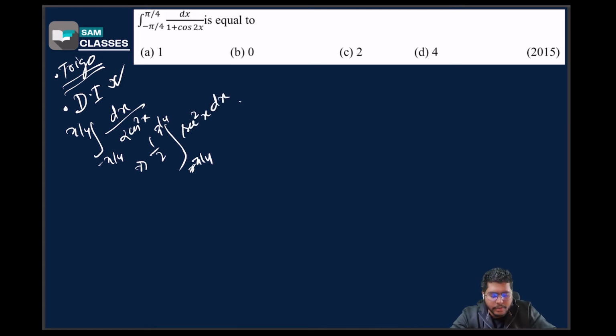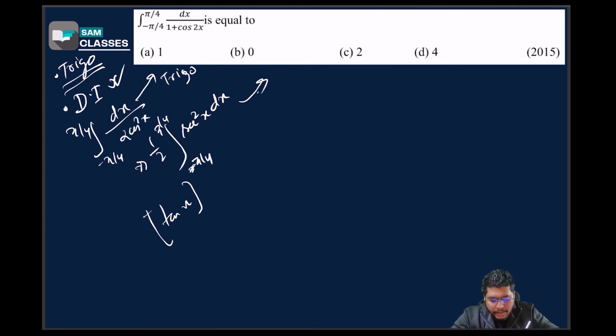Now here you need to remember, see, first I used trigo, next I'm using definite integral formula. Integration of secant square x is what? Tan x. So I can directly do tan x. Correct. From where to where? Minus pi by 4 to pi by 4.